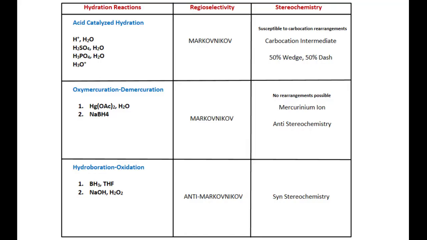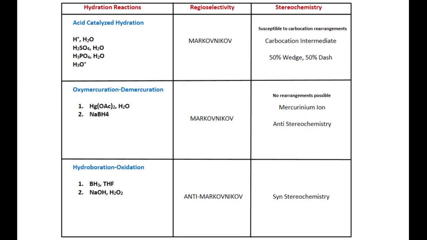So there are 3 types of hydration reactions that we talked about. There's acid-catalyzed hydration, oxymercuration-demercuration, and hydroboration-oxidation. And one difference to consider between these 3 reactions is their regioselectivity. So I've listed the reagents that are used for each of these reactions just as a reminder to you, and I've also listed the regioselectivity.